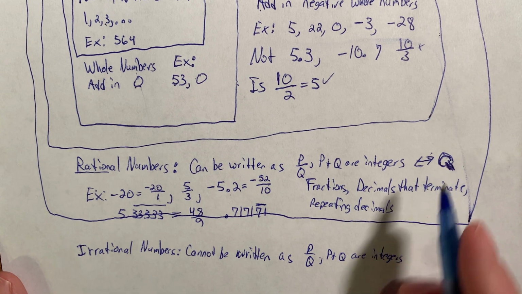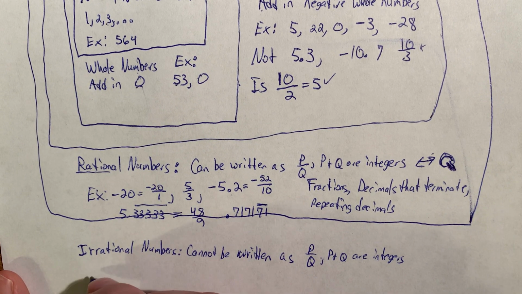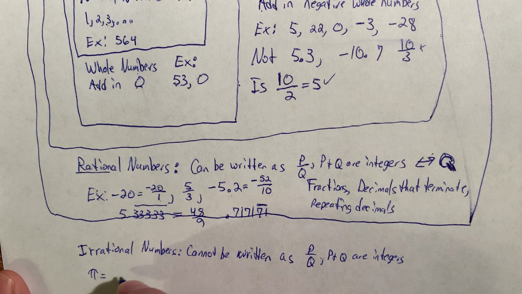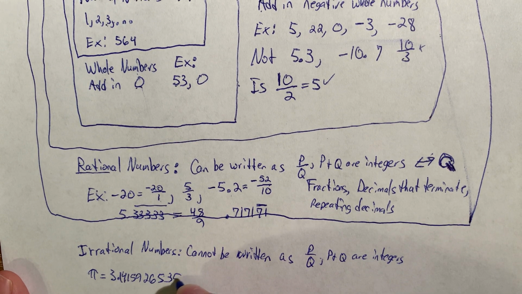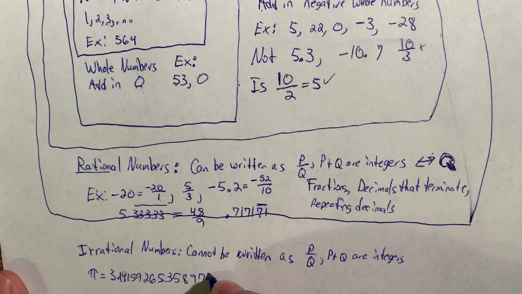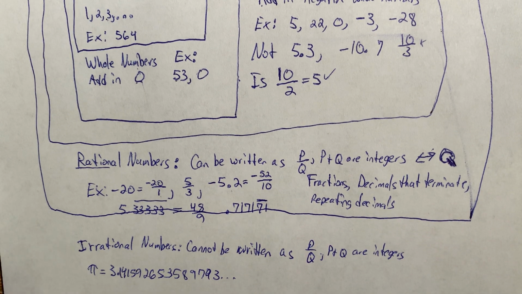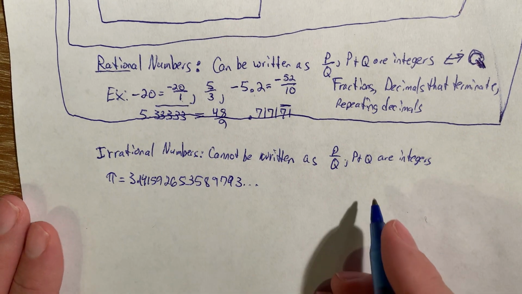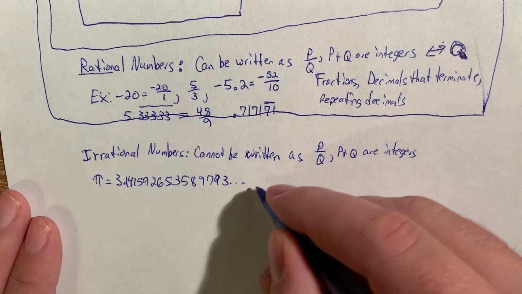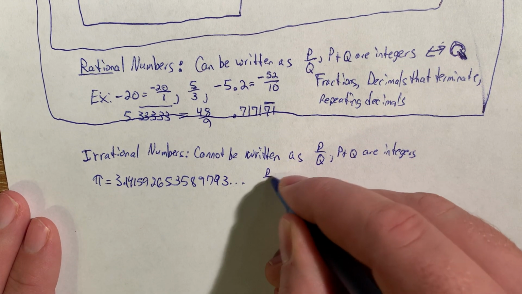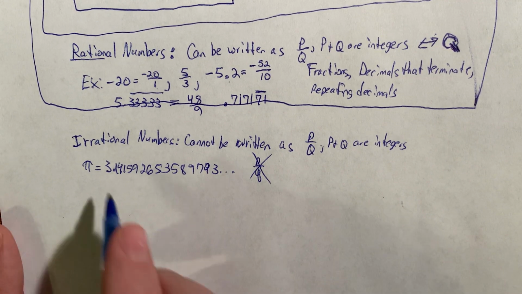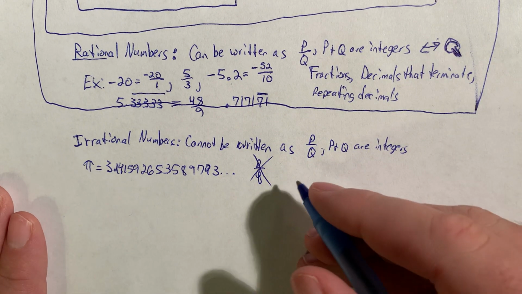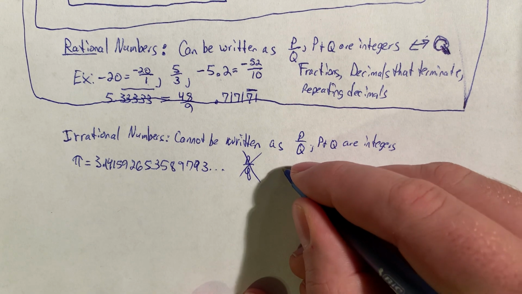And this would include things like pi, which is a decimal, but it does not repeat. 3.14159265358979323, whatever. 3238462643383. It keeps going, but it doesn't repeat. And this cannot be rewritten. It can't be written as P over Q, although they tried really hard for a long time to write pi as P over Q.